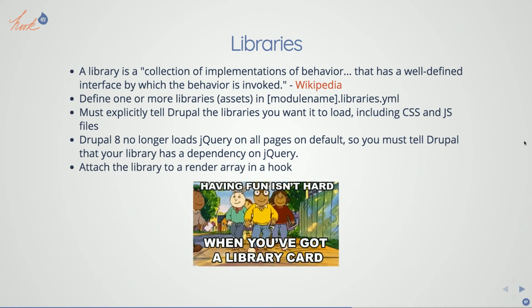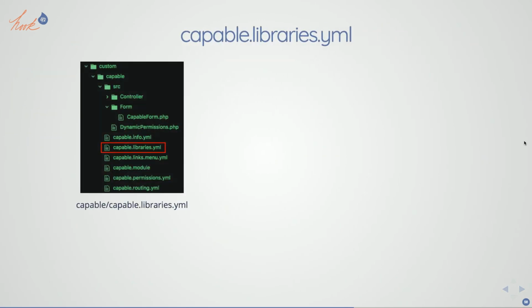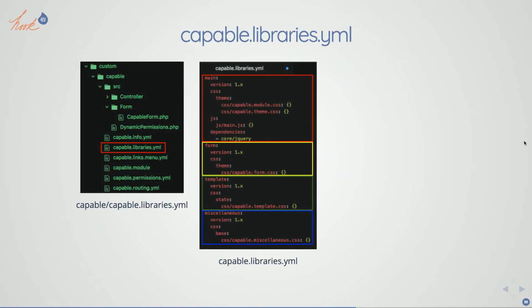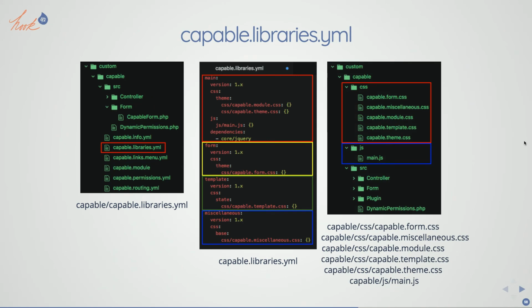And there's many ways to attach the library to the page, and I'll go over all those. Okay, example, capable.libraries.yaml. It lives under our root in our module. In this case, we have 4 separate libraries. We have something called main, which has 2 CSS files and a JavaScript file, which has a dependency on jQuery. We have a form, we have a template, and we have a miscellaneous.